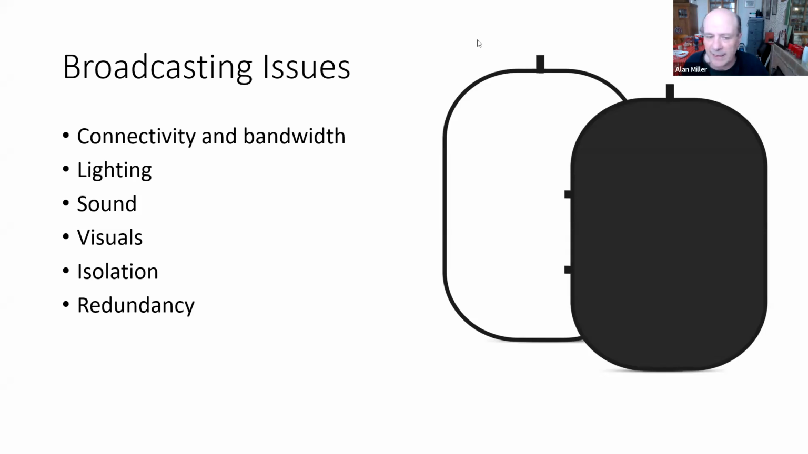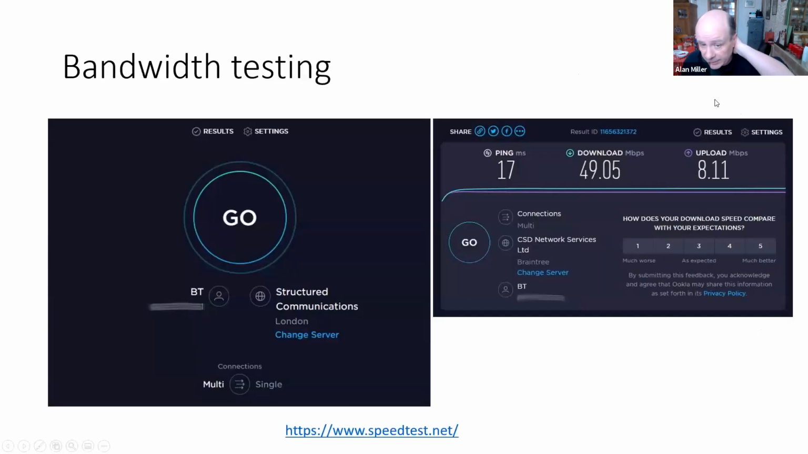We need to think about connectivity and bandwidth, lighting, sound, the visuals, isolation, and redundancy. Okay, and so we'll talk about those as we go through it. But first of all, next slide, connectivity and bandwidth.